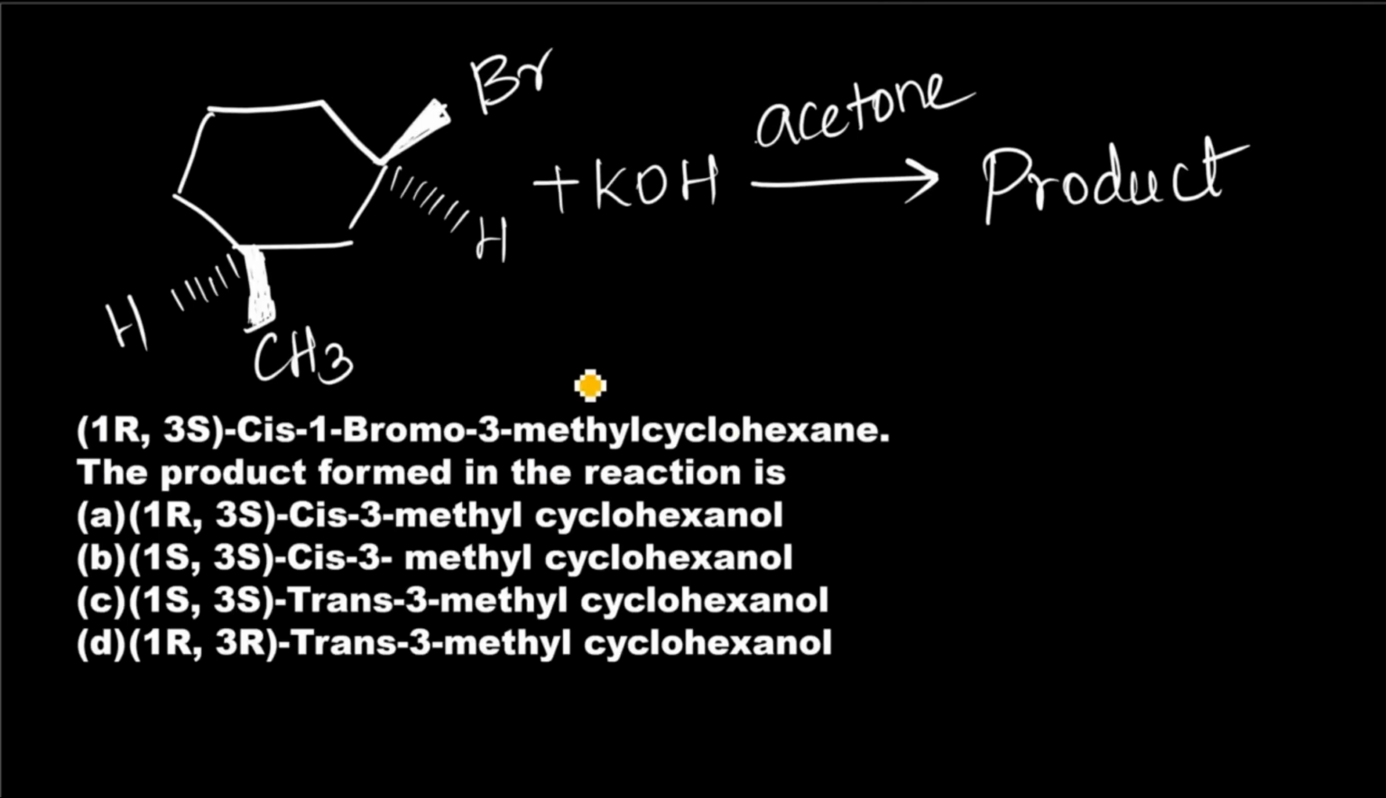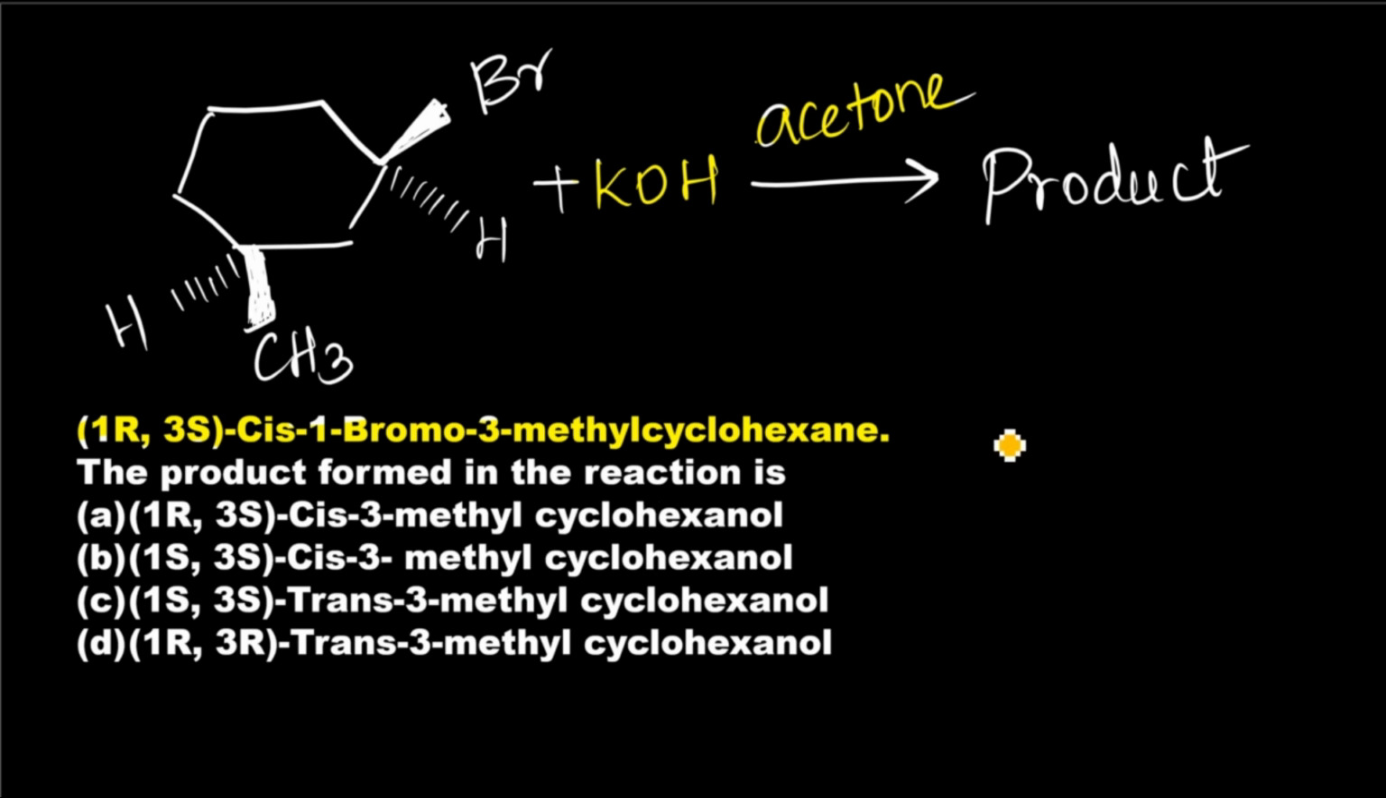Then the next question, which is 1R, 3S, cis 1-bromo-3-methylcyclohexane. This is the name of the reactant we have, reacting with KOH and acetone to give the product. We have to find what is the product.